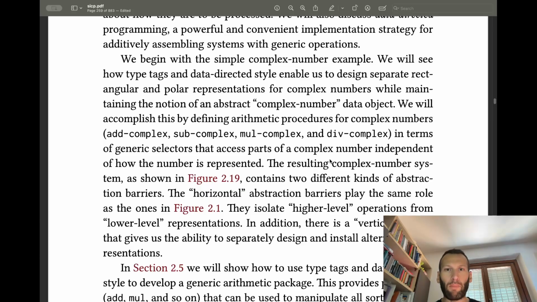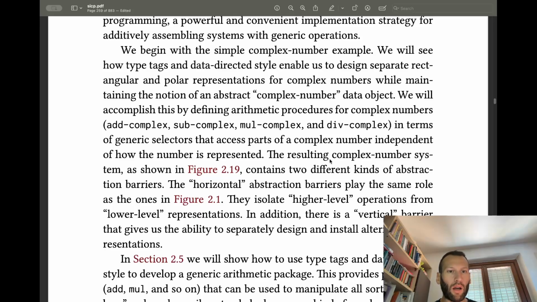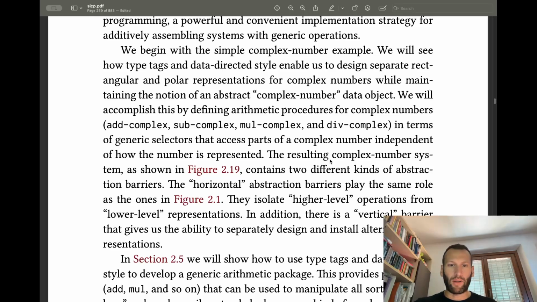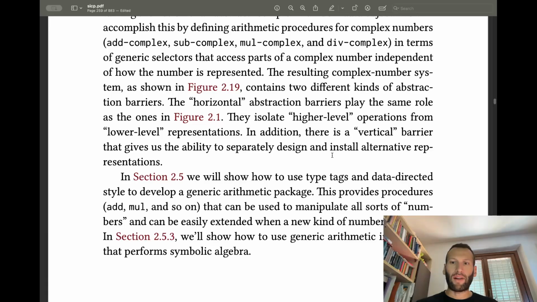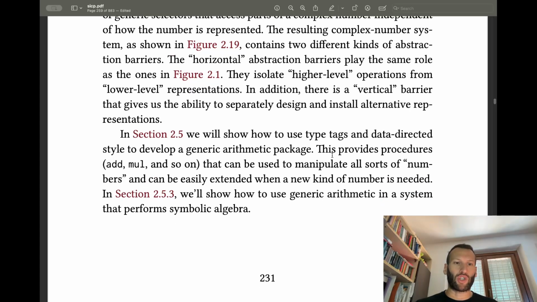We begin with the simple complex number example. We will see how type tags and data-directed style enable us to design separate rectangular and polar representations for complex numbers while maintaining the notion of an abstract complex number data object. We will accomplish this by defining arithmetic procedures for complex numbers in terms of generic selectors that access parts of a complex number independent of how the number is represented. The resulting complex number system, as shown in figure 2.19, contains two different kinds of abstraction barriers. The horizontal abstraction barriers play the same role as the one in figure 2.1. They isolate higher level operations from lower level representations. In addition, there is a vertical barrier that gives us the ability to separately design and install alternative representations.